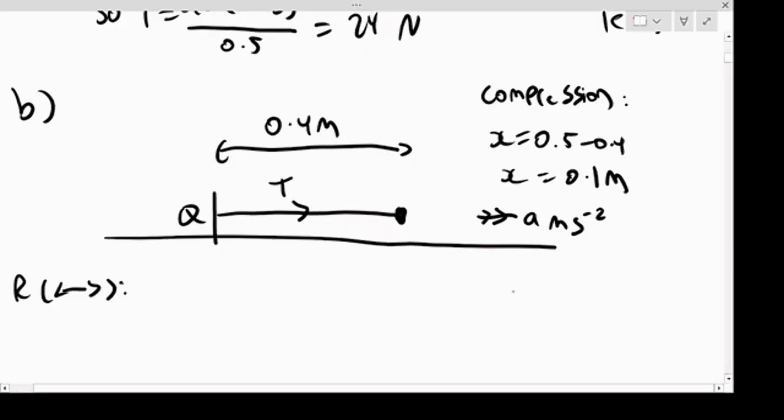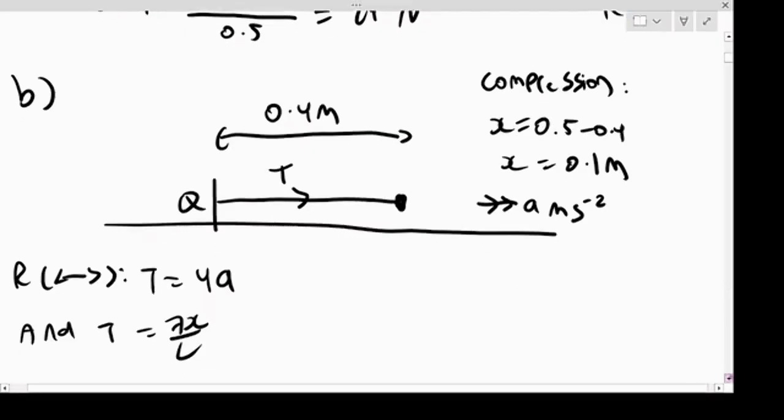Okay, well, I've got my force T. That's going to equal MA, which again is going to be 4A. But of course, I can also use Hooke's law to find T.